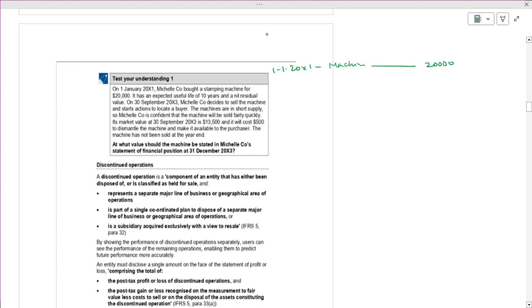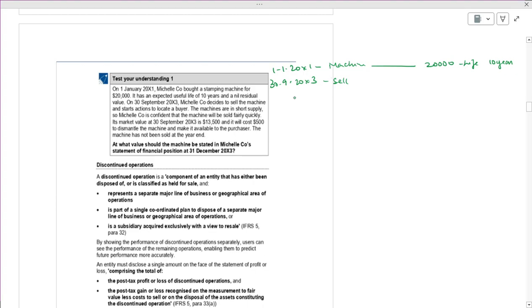Expected life is how much? Life is 10 years. No residual value. What happened on 30th September 2003? They decided to sell the machine and start an auction. They have decided to sell. Is it right? Decided to sell.